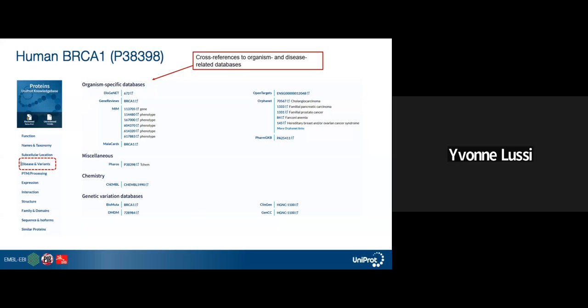Going back to the BRCA1 protein entry page, I would like to point out that you can find further cross-references to human-specific databases and other relevant resources at the end of the disease and variant section. And here you can find cross-links to human-specific databases such as OpenTargets, Orphanet, and genetic variation databases such as ClinGen, and chemistry-related databases such as the Drug Compound Resource ChEMBL.